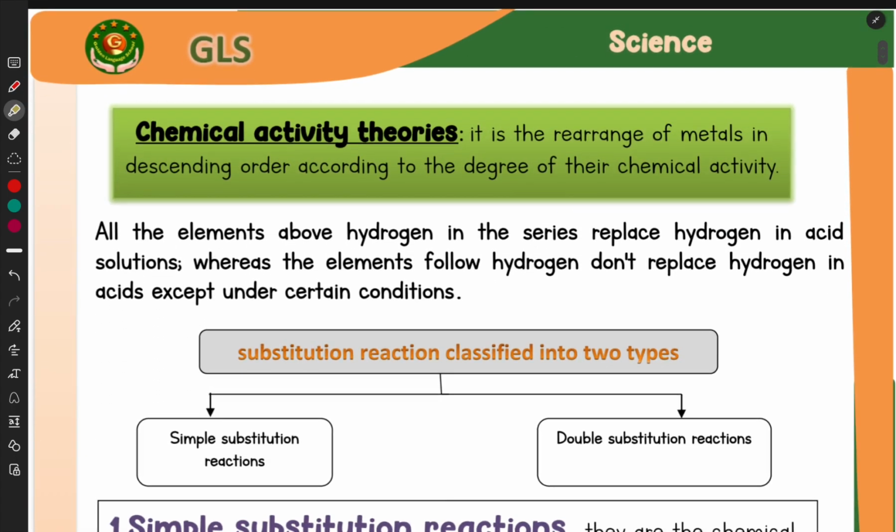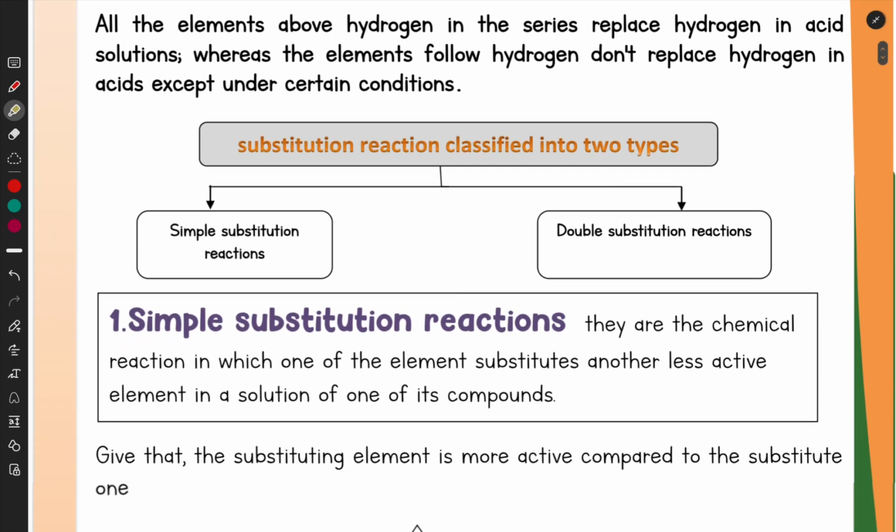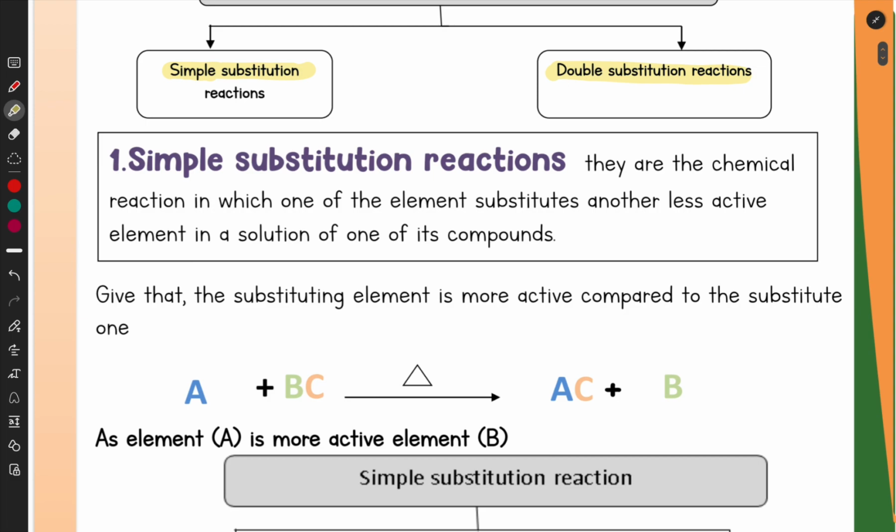Okay, let's continue. Chemical activity series is the arrangement of metals in descending order according to the degree of their chemical activity, as we said before. The reaction is classified into two types of substitution reaction: simple or double substitution reaction. First, simple substitution reaction. What is the meaning of simple substitution reaction? And what is the difference between simple and double substitution reaction?